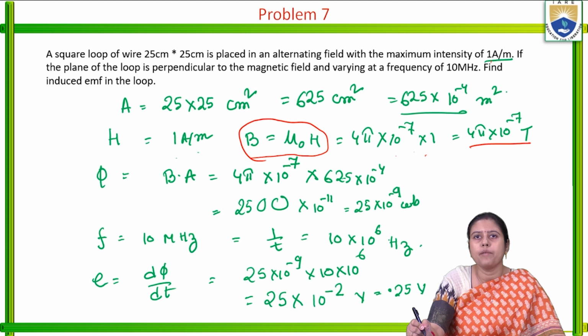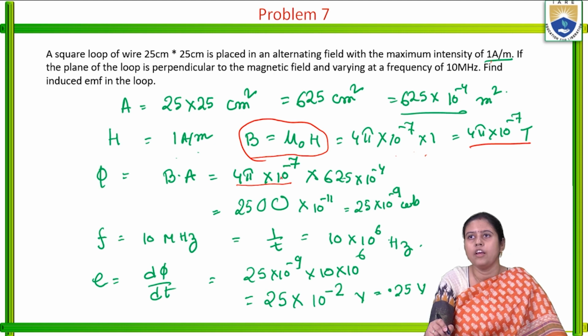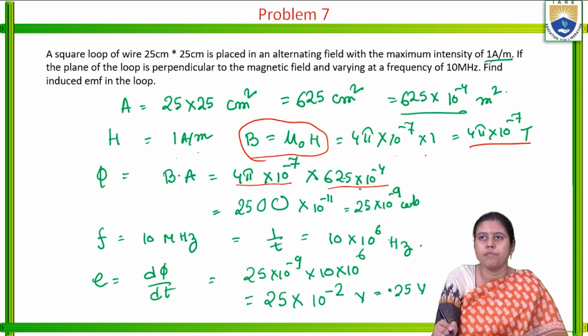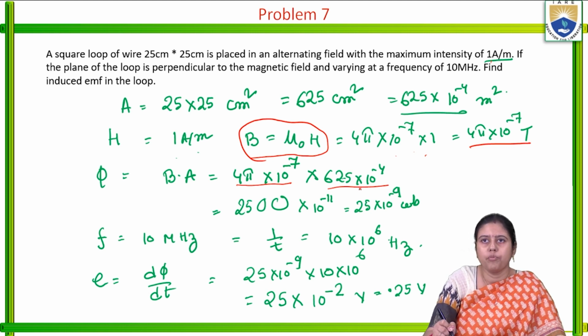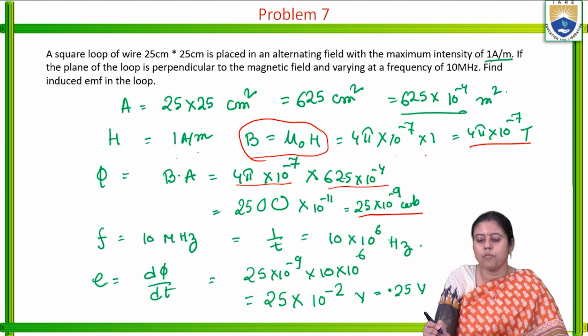What is phi? Phi is equal to B into A. B value is given as 4 pi into 10 to the power minus 7. What is the value of A? A value is given as 625 into 10 to the power minus 4. So it is coming 25 into 10 to the power minus 9 Weber.